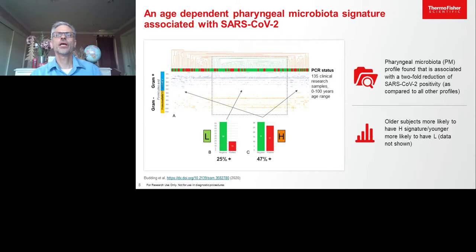In addition, data that's not shown in this slide indicates that older individuals were actually enriched for this signature, which poses the question whether there is an age-dependent pharyngeal microbiota signature that has an increased susceptibility. Further and more detailed analysis of this data set can be found in the publication listed on the slide, or alternatively, there is a poster that will also be presented at this conference that goes into more detail on the data analysis and the conclusions.